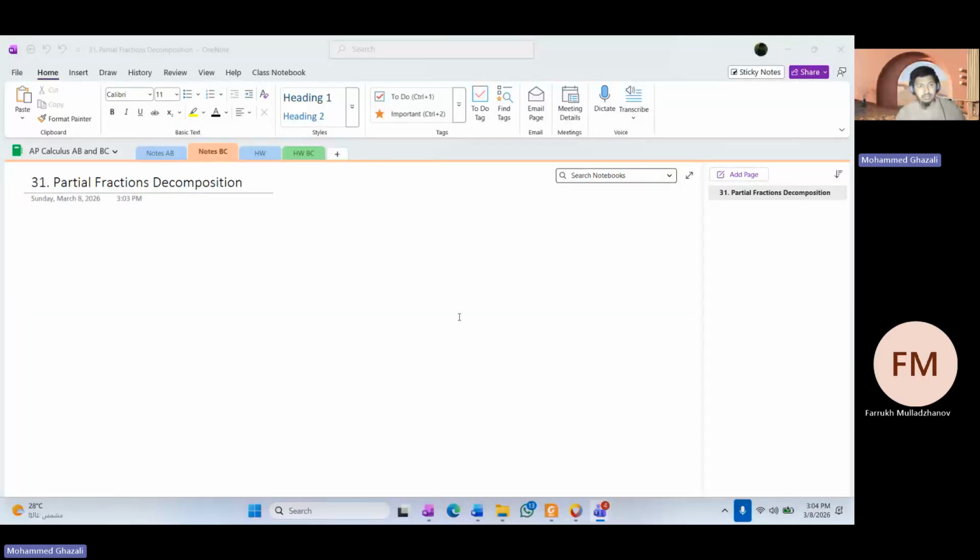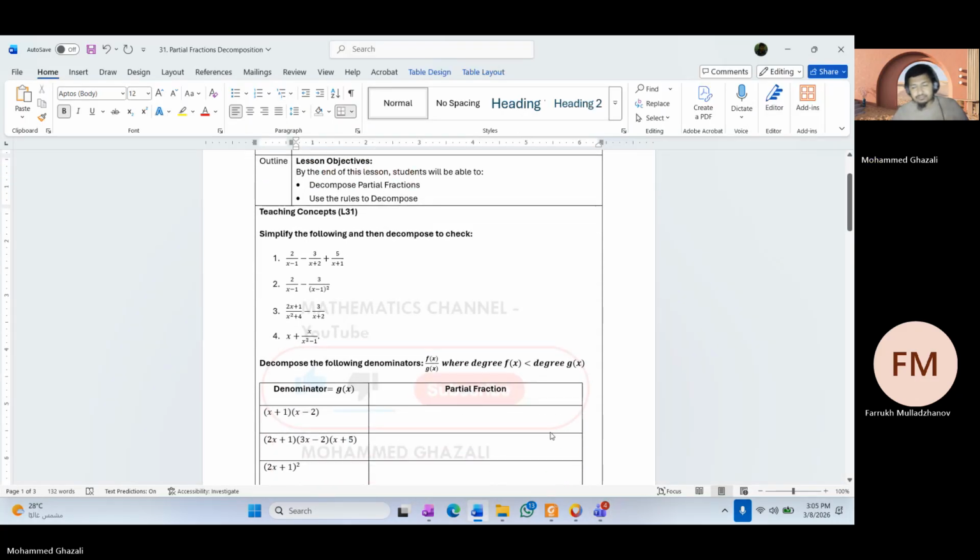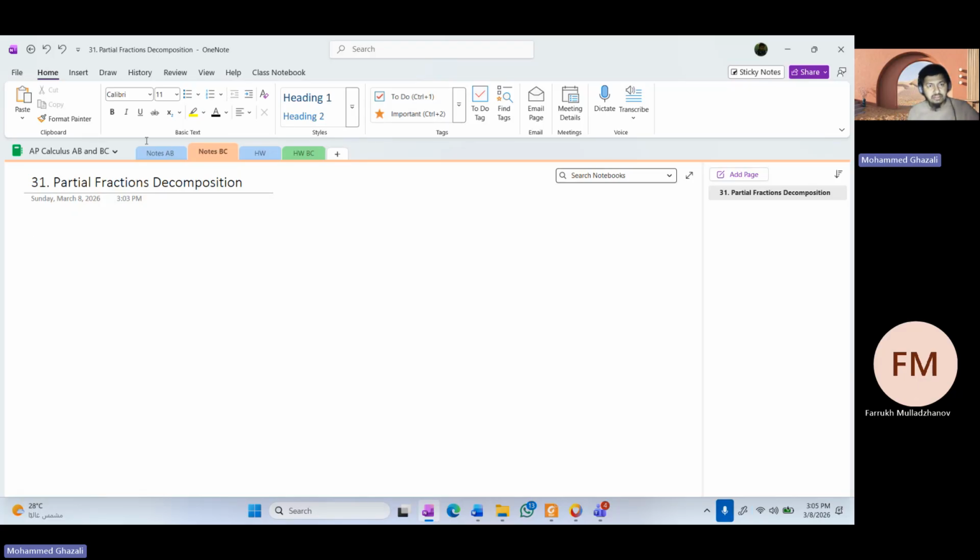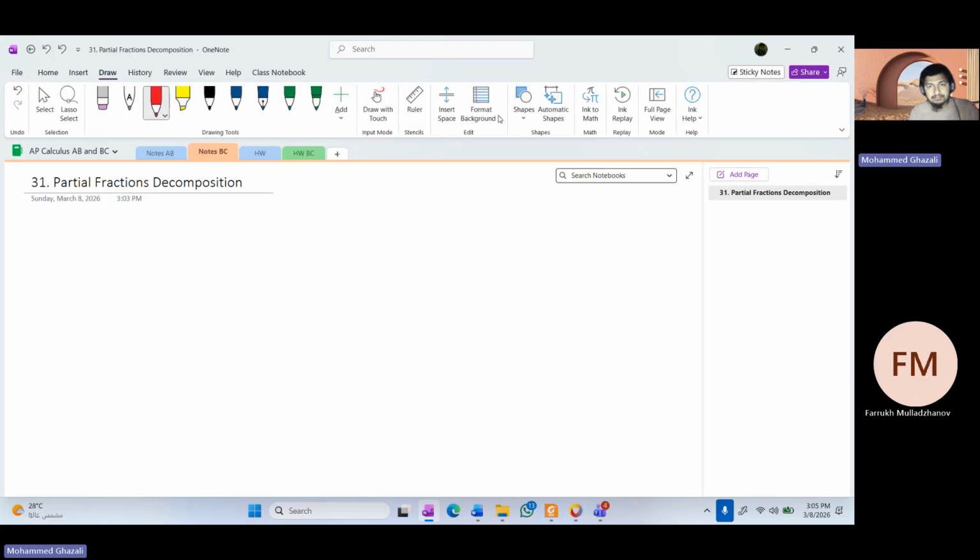AP Calculus course. Obviously, in this section, we will be studying partial fraction decomposition, but this is mostly algebra, so you don't need to know any calculus. Remember, this topic leads on to integration of partial fractions. So what is a partial fraction? A partial fraction is in this form.